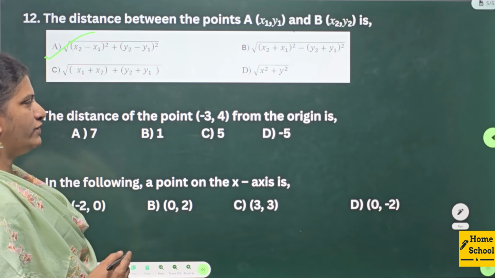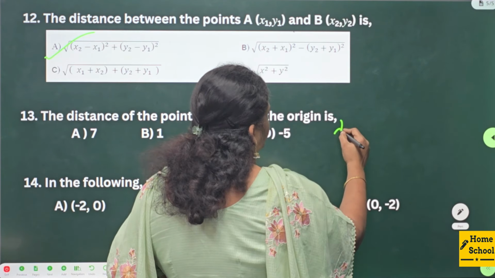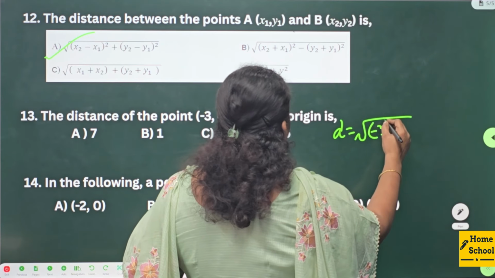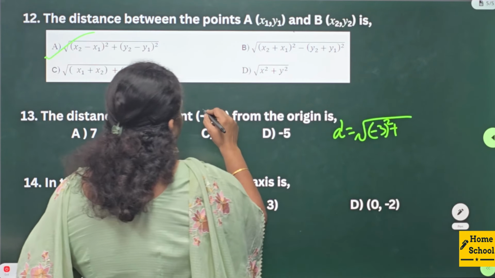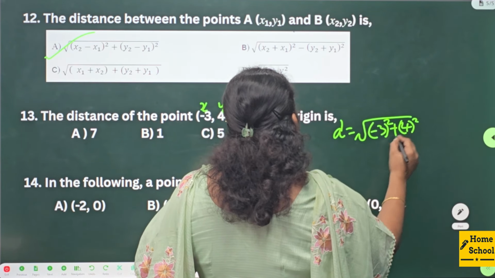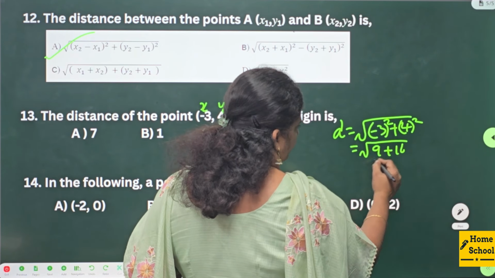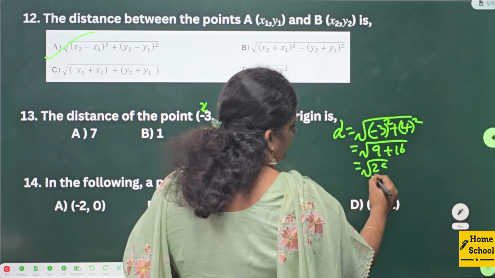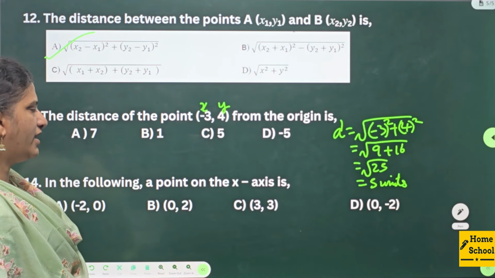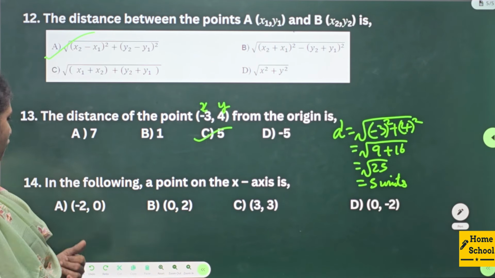13. The distance of the point (minus 3, 4) from the origin. Origin, we know the formula. D is equal to the square root of x square plus y square. Let us assume this as x, y: (minus 3) whole square plus 4 whole square. Minus 3 whole square is 9. 4 whole square is 16. 9 plus 16 is square root of 25. That is 5 units. What is your answer? Option C, 5 units.